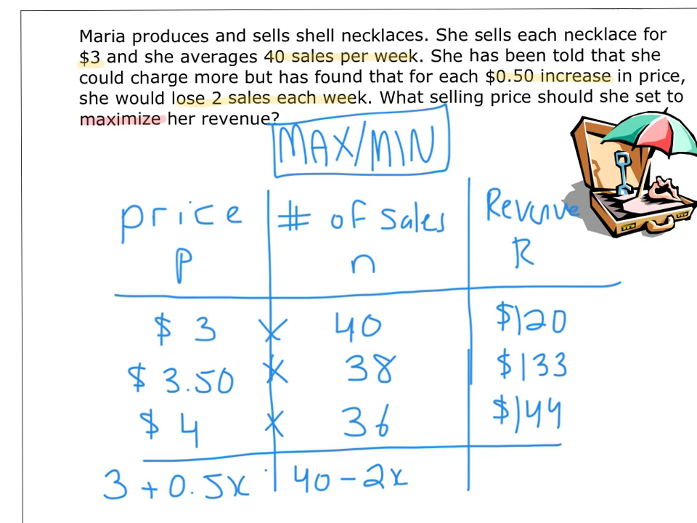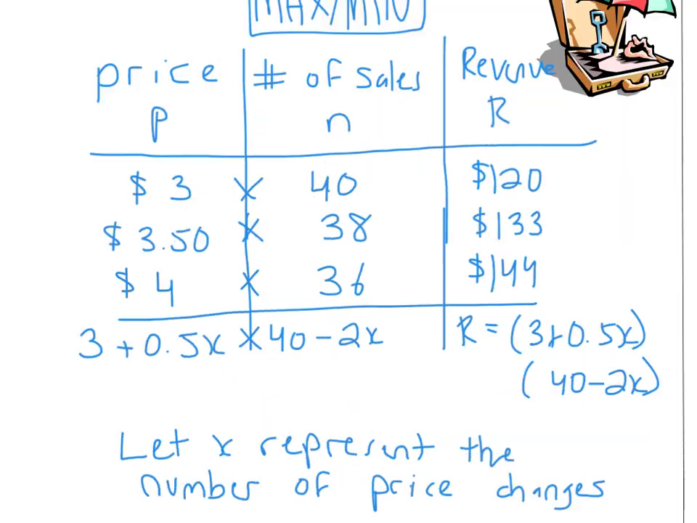And then to find revenue, we multiply the price times the number of sales. And we find that the revenue is (3 + 0.5x)(40 - 2x), where x represents the number of price changes. It is important that you have a let statement so you know what x represents. So x does not represent the price, it does not represent the revenue, it represents how many times we change the price, which affects not only the price but the number of sales.